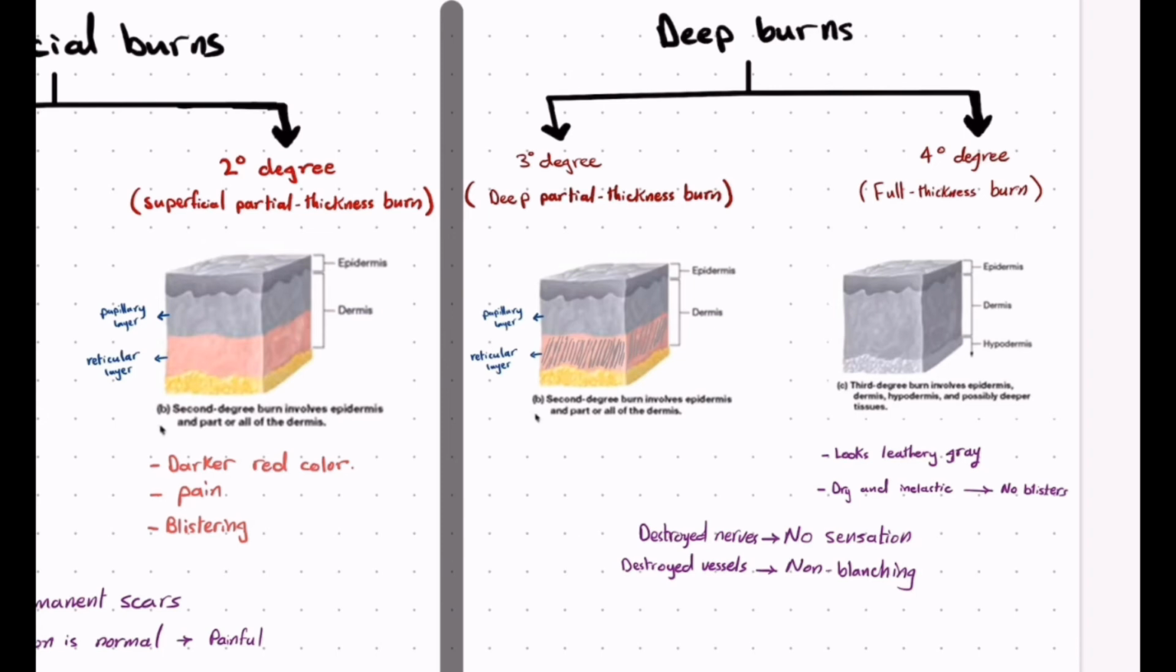And the fourth degree burns are basically everything a third degree burn is plus damage to deeper tissues. So they could extend to muscles, tendons, bones, and sometimes organs. They also give a leathery gray texture or appearance. Also, they are dry and inelastic, so there are no blisters. The most essential feature of deep burns is that there's no sensation, and as we mentioned, that is due to destroyed nerves, and a non-blanching surface because of destroyed vessels.